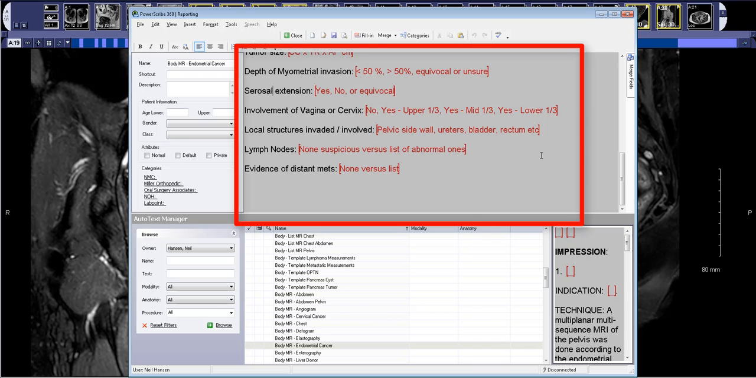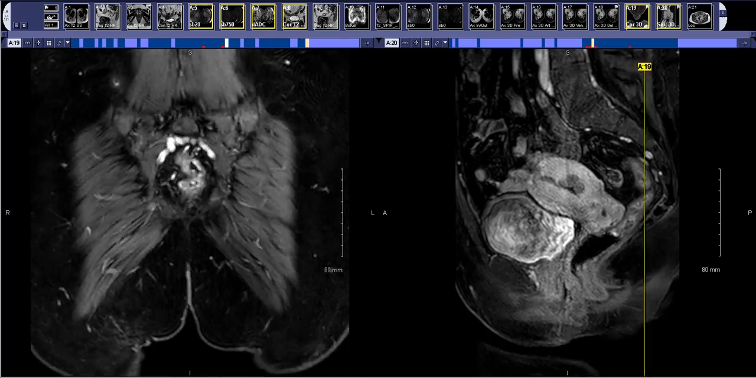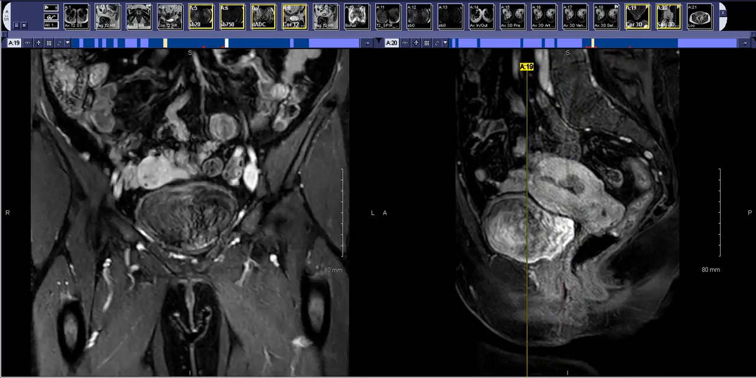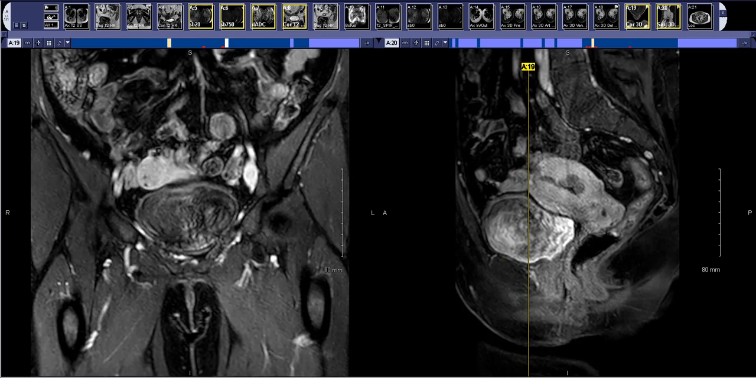And then if you see any distant mets, for example, if you saw anything in the pelvic bones on this scan, that should be mentioned in the report also.